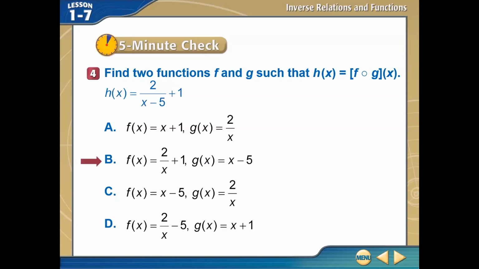So in decomposition of functions, just imagine splitting it apart, but in order to truly check yourself, you've got to put everything back together to make sure you end up with what you started with.